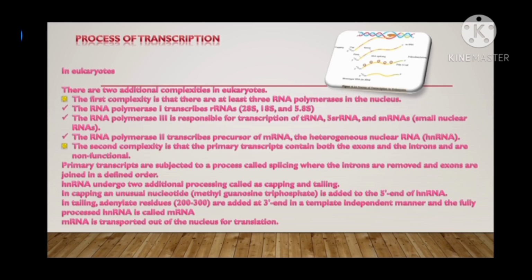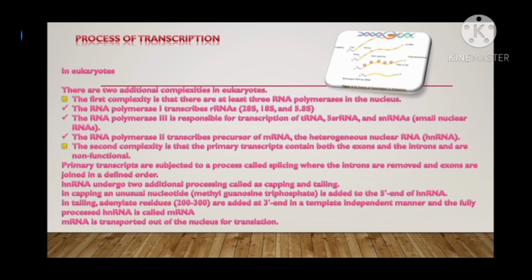What is capping? Capping is the addition of a cap to the first nucleotide at the 5' end of the pre-mRNA, right? So a cap is attached at the 5' end of the first nucleotide of the pre-mRNA. So as soon as the pre-mRNA is formed, the 5' end will have the cap-like structure. Now what is this cap which is being added? In fact, the cap is the first modification that takes place in the initiating form of mRNA.